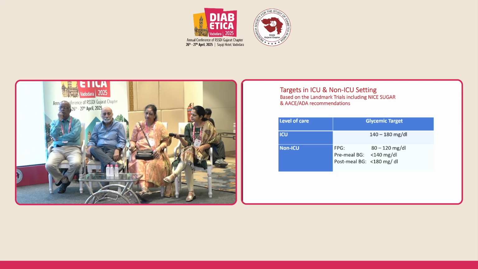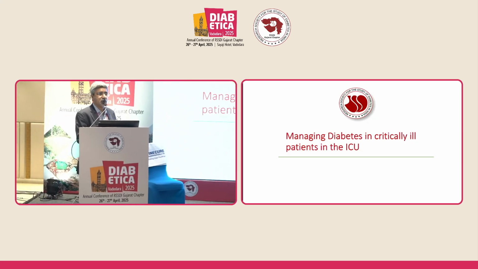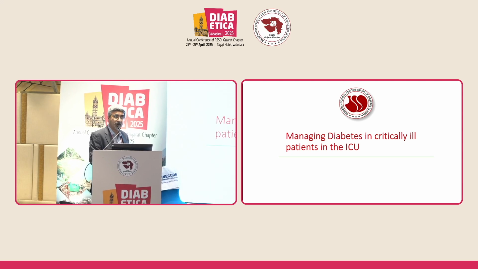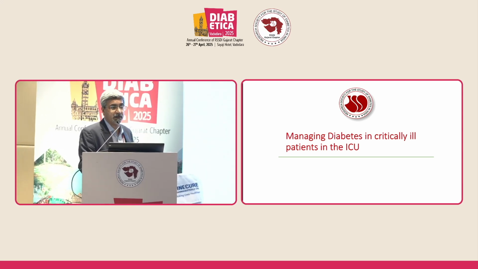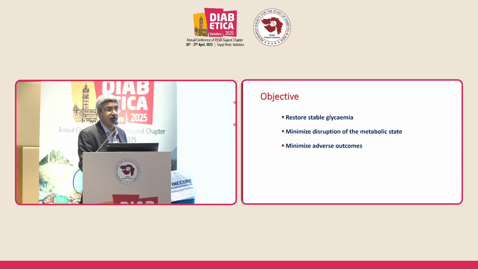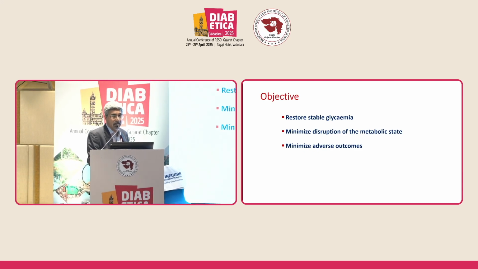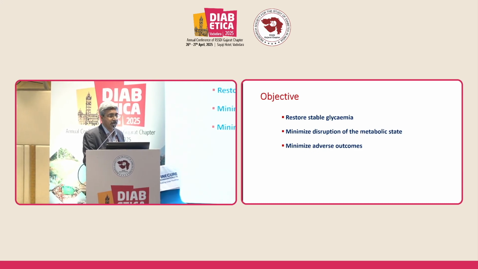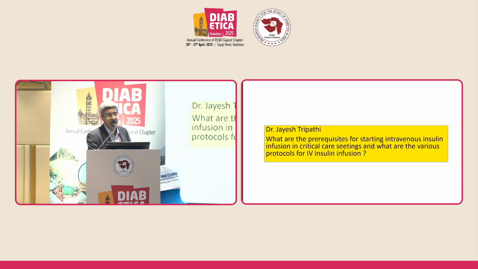Okay. Thank you, madam. So this was about the basics of in-hospital management of hyperglycemia. Now we will start with critically ill patients in the ICU. How can we manage them? These are the objectives that we keep in mind whenever we are treating hyperglycemia in critical care settings: restoring stable glycemia, minimum disruption of the metabolic state with minimum adverse outcomes, and also a focus on hypoglycemia. So first I would like to start with Dr. Jayesh Tripathi. What are the prerequisites for starting intravenous insulin infusion in critical care settings, and what are the various protocols for IV insulin infusion?